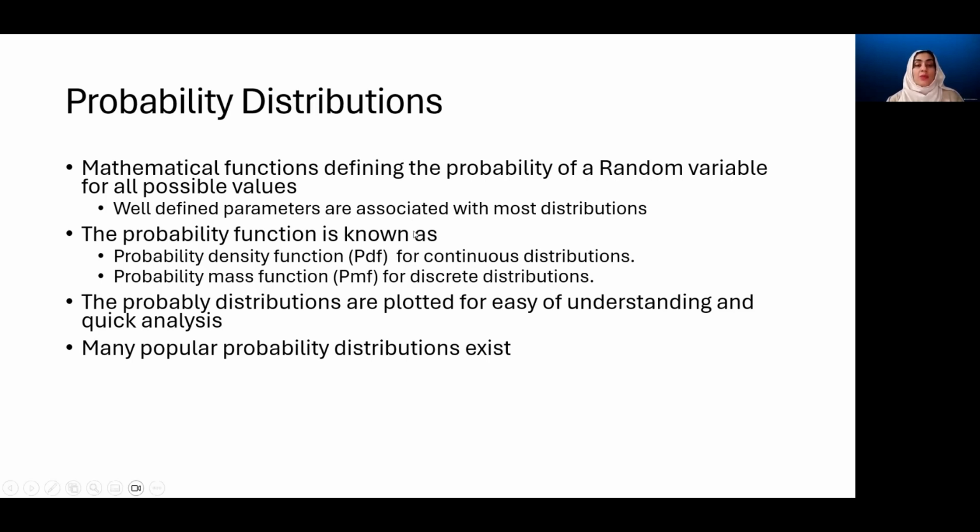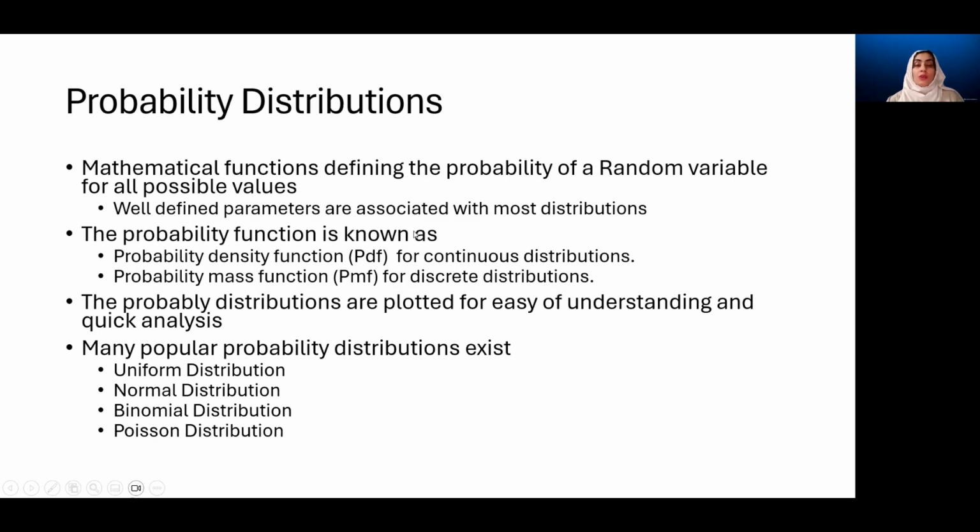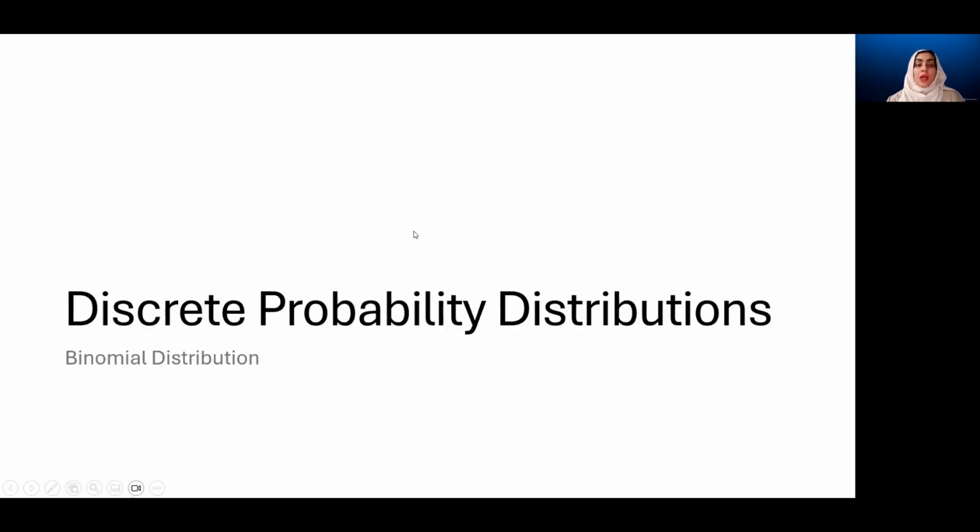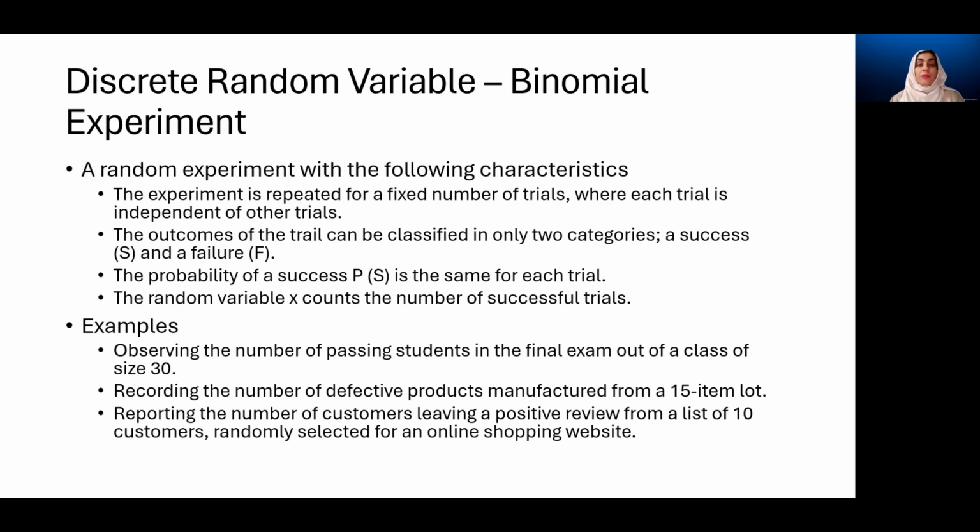Many popular probability distributions exist. Some of them are uniform, normal, binomial, or Poisson, and there are many others. Let's discuss the discrete probability distributions and specifically the binomial distribution. Before that, we need to understand what a binomial experiment is. A binomial experiment needs to have these four characteristics for it to be called a binomial experiment.